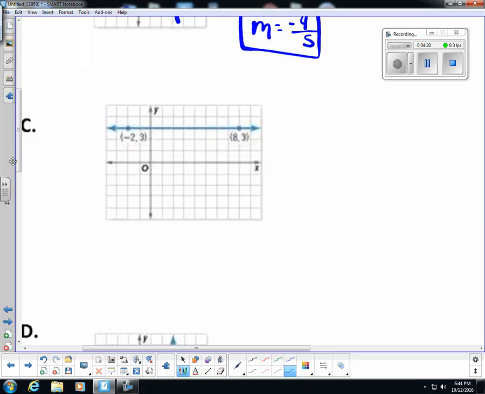Part C. Horizontal line. Automatic. Slope is equal to 0.